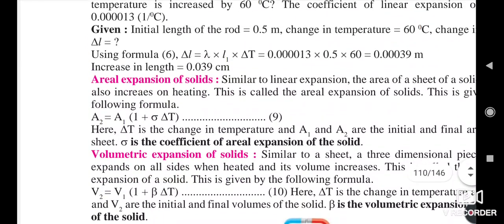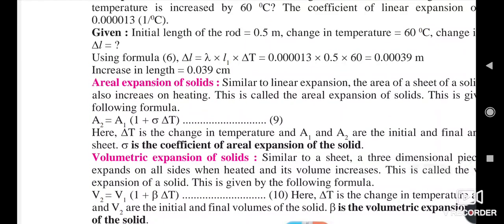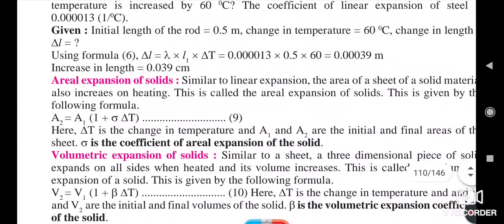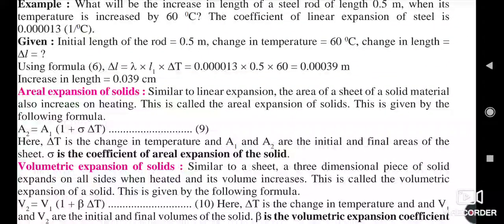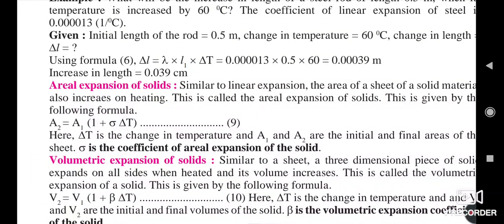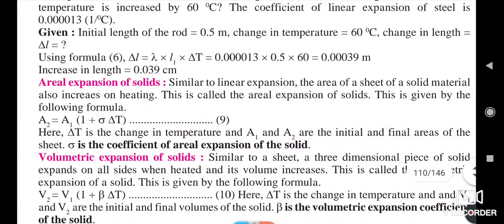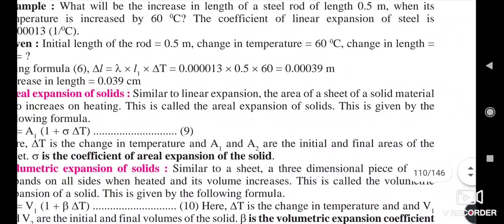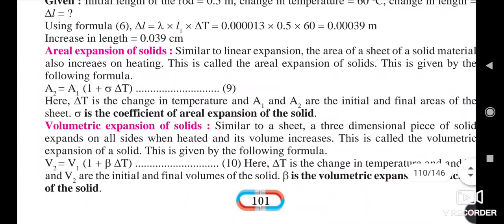The next point is the areal expansion of solids. Similar to linear expansion, the area of a sheet of solid material is also increased by heat, which is called the areal expansion of the solid. This is given by the formula A2 is equal to A1 into 1 plus the coefficient into delta T.